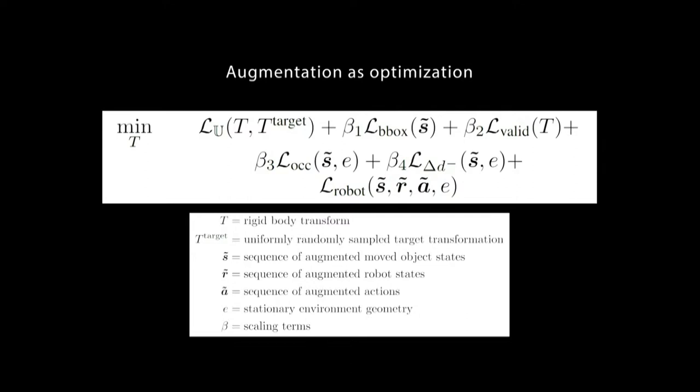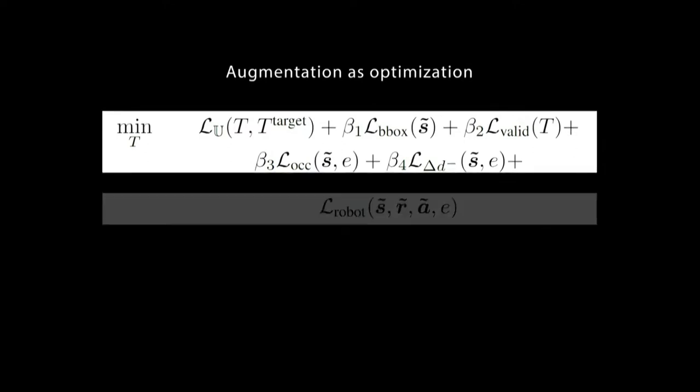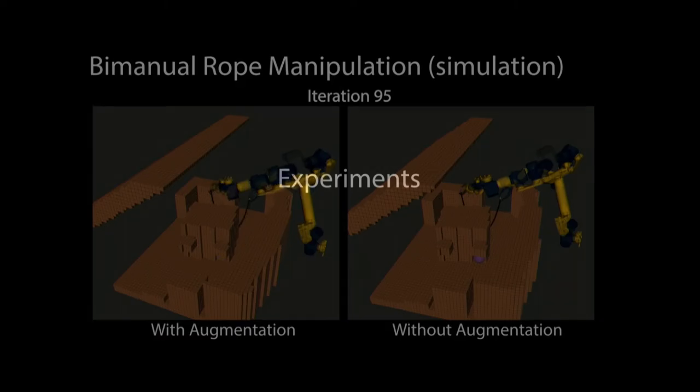We solve the optimization problem by splitting it into 2 parts. In part 1, we optimize the validity, relevance, and diversity for the moved object state. In part 2, we optimize the validity of the robot state. We evaluate this approach with 2 simulated experiments and 1 real-world experiment.